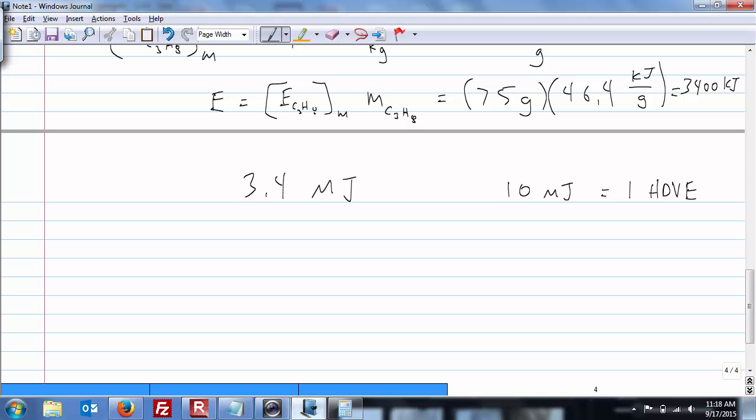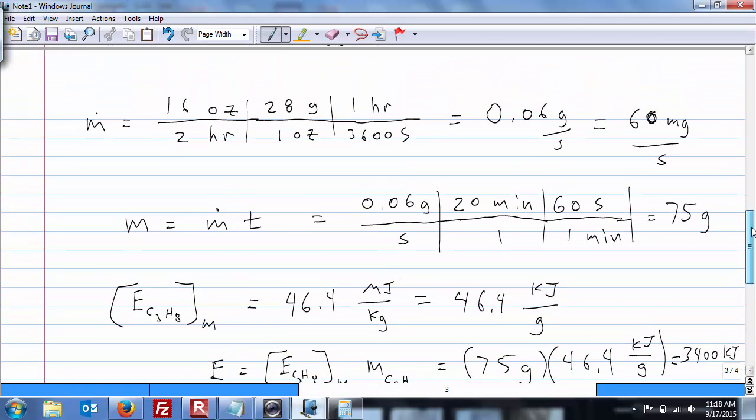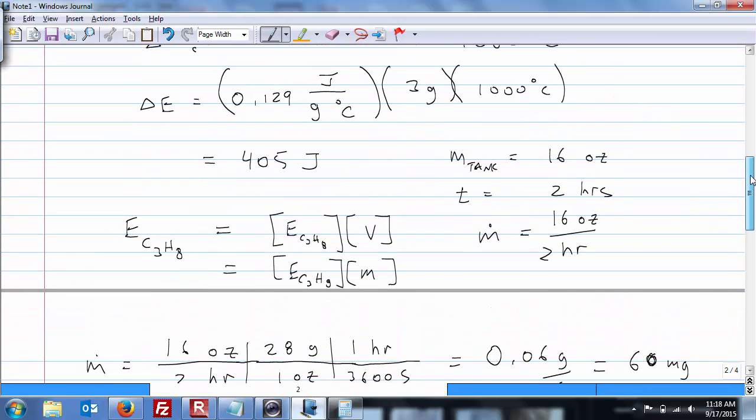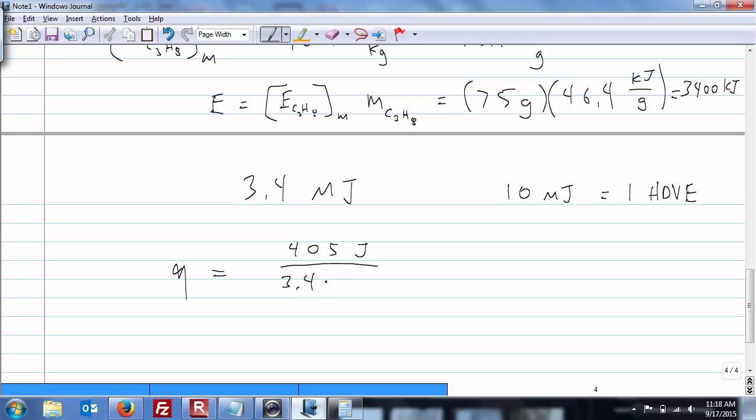Now from there, we can get an efficiency of that process, right? All we have to do is look at the efficiency of the gold melt, and it's always the little number over the big number. What was the embodied energy? 405 joules. And we're going to divide that by 3.4 times 10 to the 6th joules.